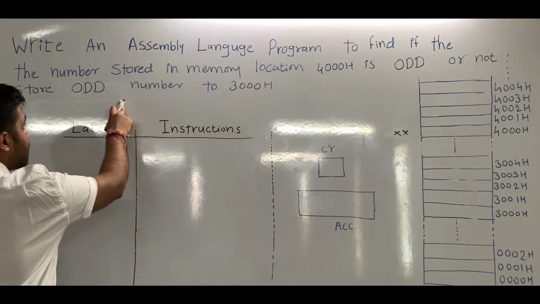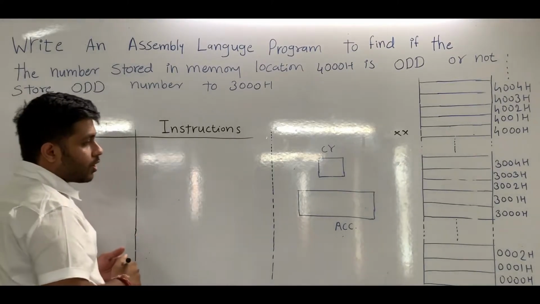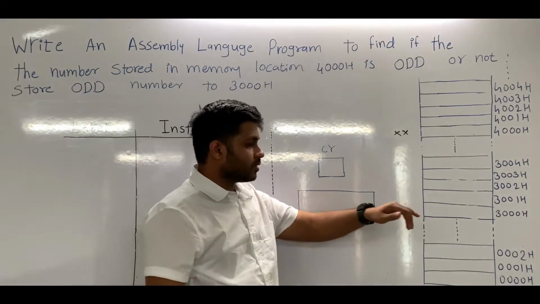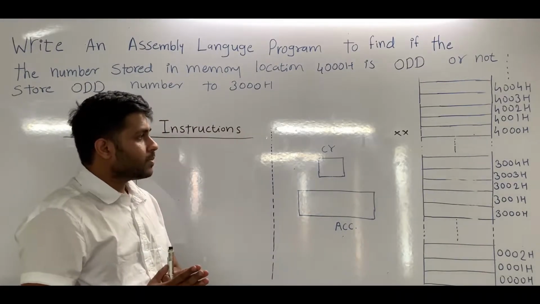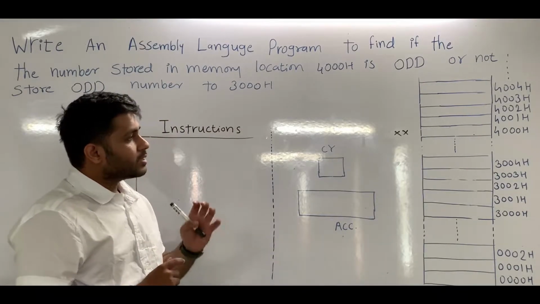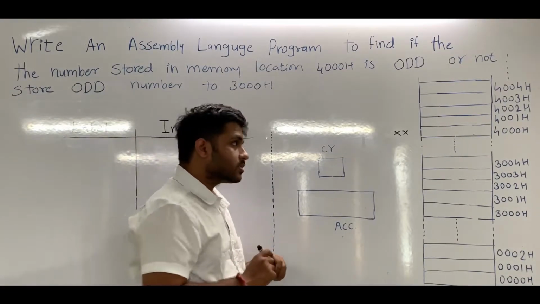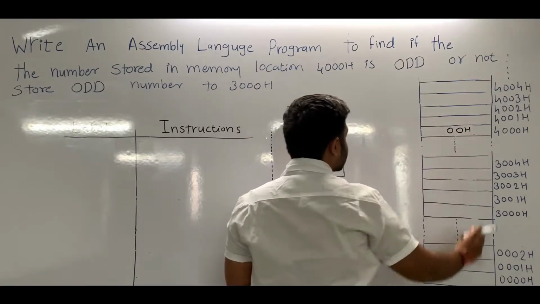Store the odd number to the 3000H. So after finding if the number is odd, we are asked to store that number to the memory location 3000H. Okay, now let's see one example, that suppose the data stored in the 4000H is 0.